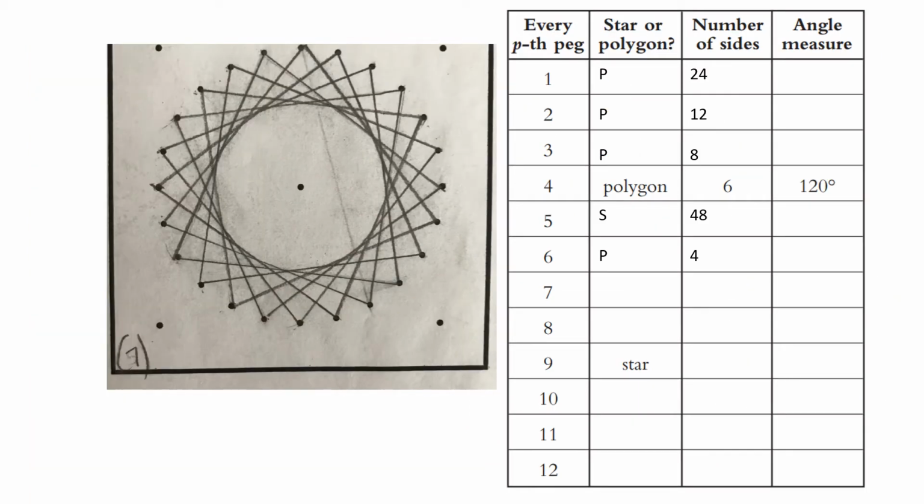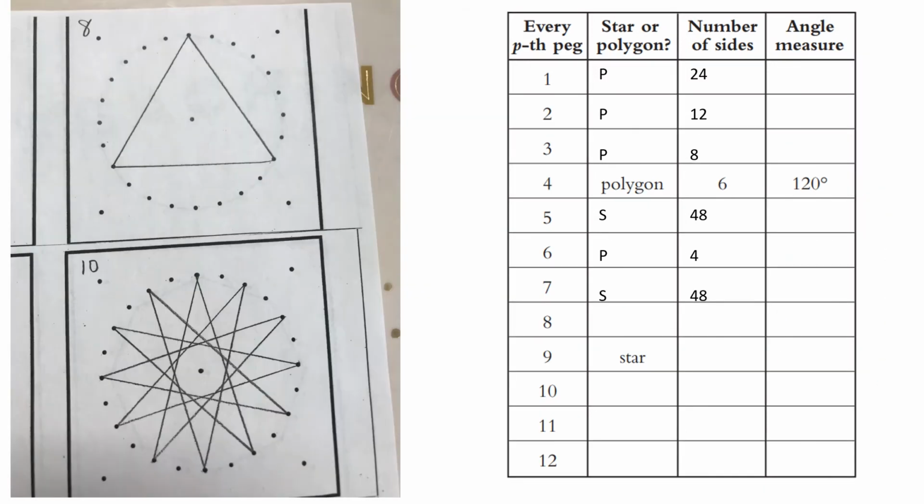Moving on here to number 7. So 7 again is a star, so that's going to be an S. It's touching every single dot, and remember there are 2 sides coming out of every single dot. So instead of counting, I just will know that that's 48. And then we already have this whole column filled in from before. 8 and 10. 8 is definitely a polygon with 3 sides. 10 is a star. If you notice, it touches 1, 2, 3, 4, 5, 6, 7, 8, 9, 10, 11, 12 dots. And again, there's 2 sides coming out of each dot. So that would have 24 sides.